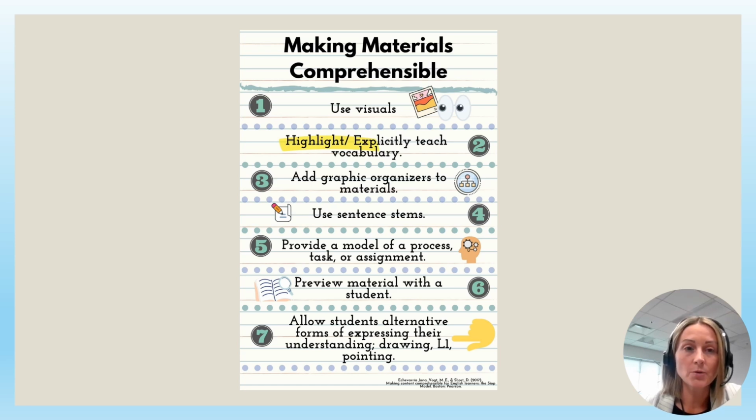This is a good practice for all of our students, showing them what is expected and what they must do to achieve success. The 6th way to make materials and content comprehensible is to preview the material with a student. This may even look like you sitting down with a student to view the material beforehand, or even sending the student a YouTube link to watch about a topic before learning about it in class. The 7th way is to allow students choice in how they express their understanding on a day-to-day basis. This may look like the student drawing out a concept, using their first language to help them explain their thinking, or pointing to an answer when you ask a question.